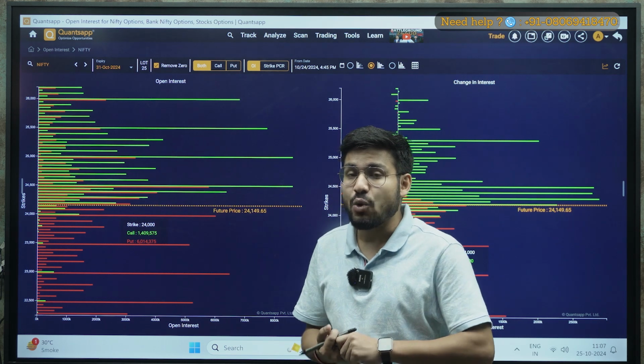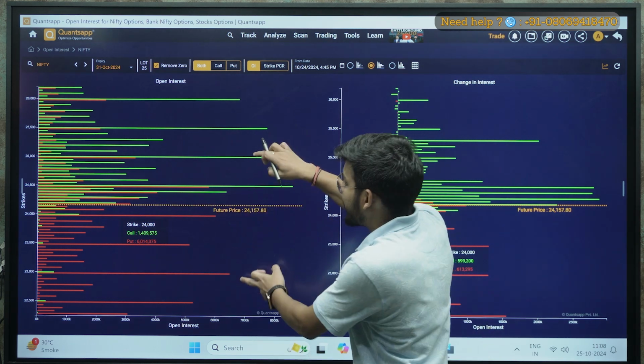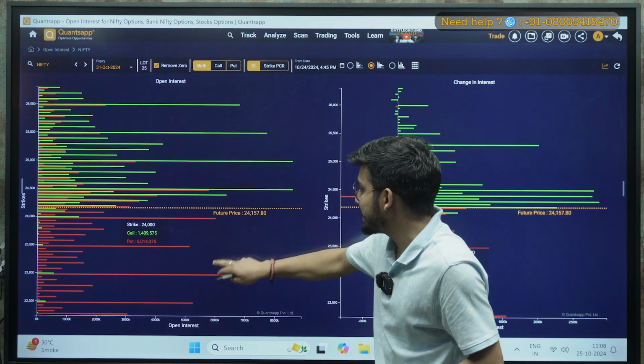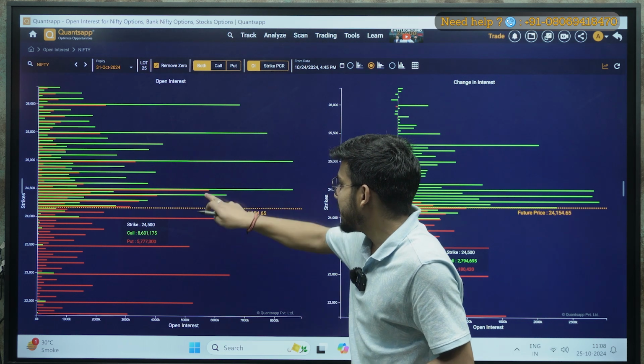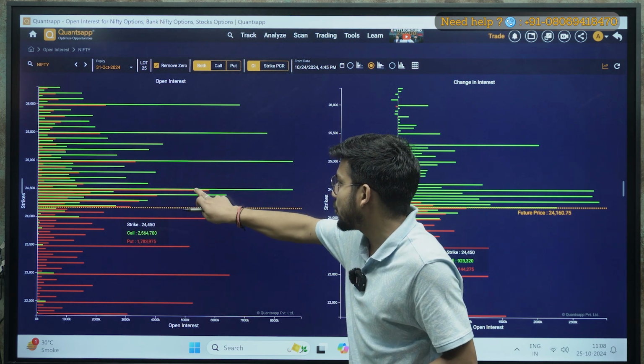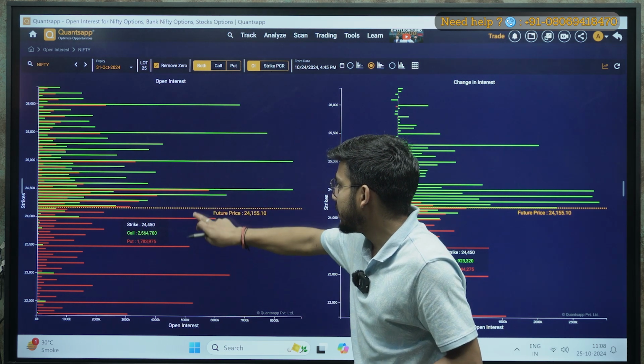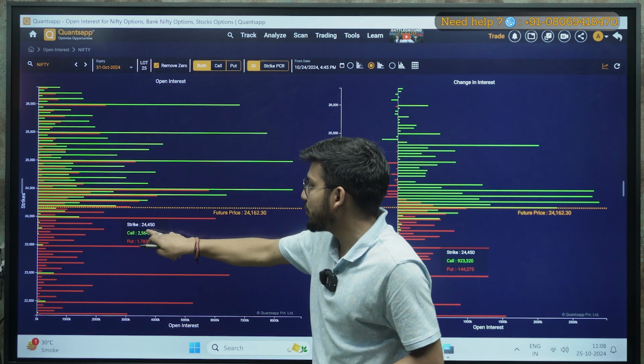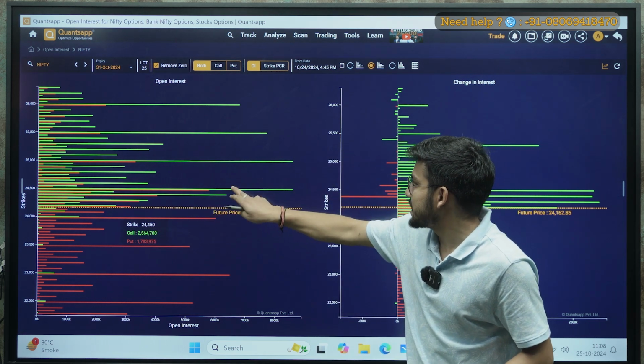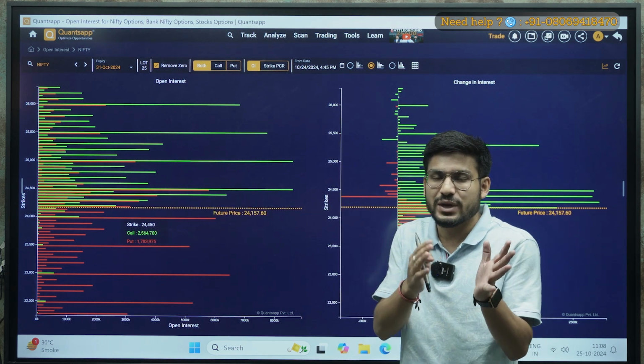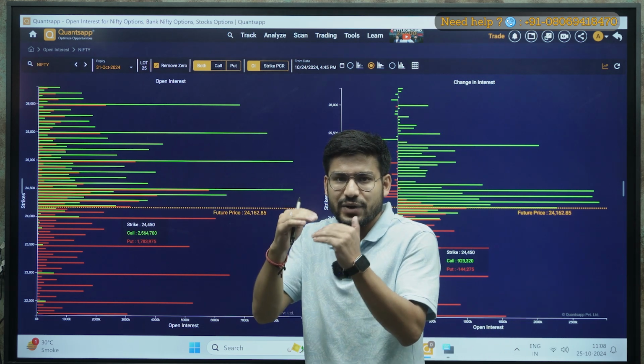Now, I'll tell you how you can trade as a seller. I can see where the maximum resistance is. The maximum resistance was at 24,500, or 24,450. So the maximum resistance is 24,450, or you can say 24,500, in this range, right?